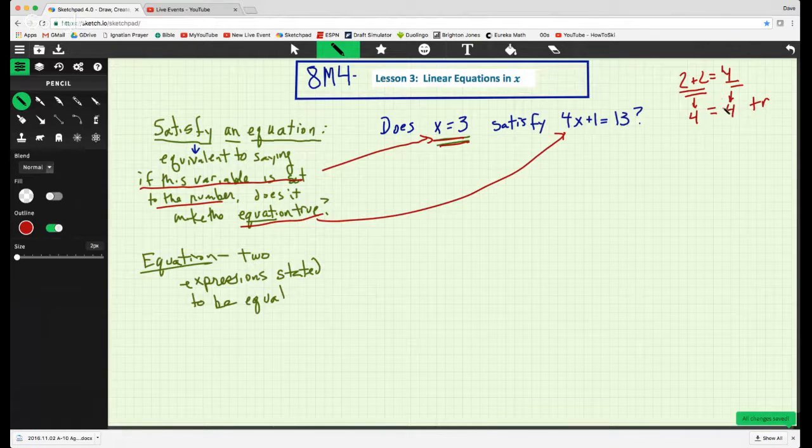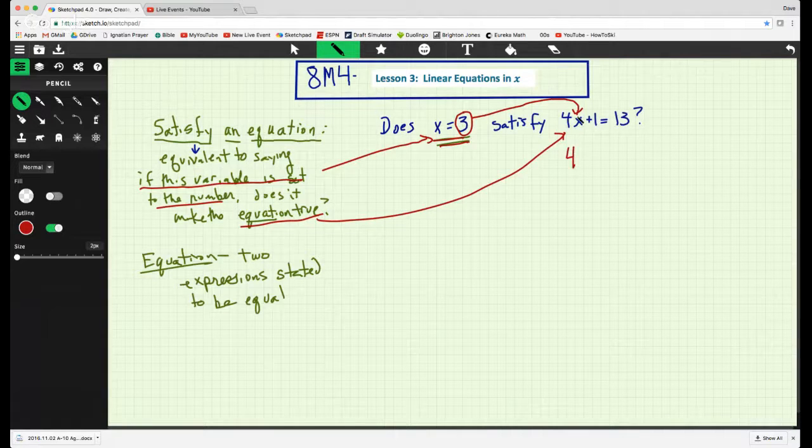Okay, so we're just going to look at our equation here. To understand whether x equals 3 satisfies this equation, we just take this 3 and we plug it in for x. What we're going to do is take this 3 and put it in for x and see if it's true. So let's see if it's true.